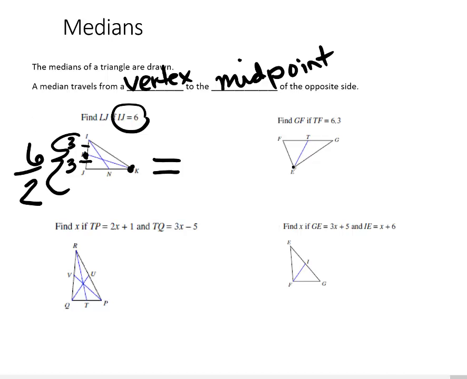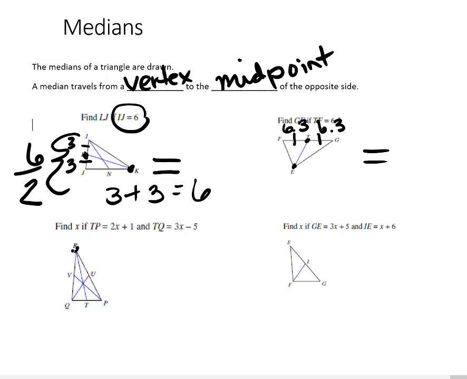Again, a median travels from a vertex to the midpoint of the opposite side, cutting that side into two equal pieces. If this side is 6.3, because TF equals 6.3, the other side equals 6.3. They're equal. Now, a few of these we can figure out like this one, 3 plus 3 equals 6. So that's going to help us with the one below.